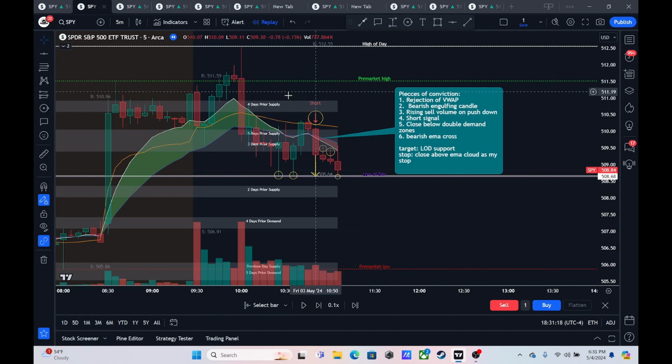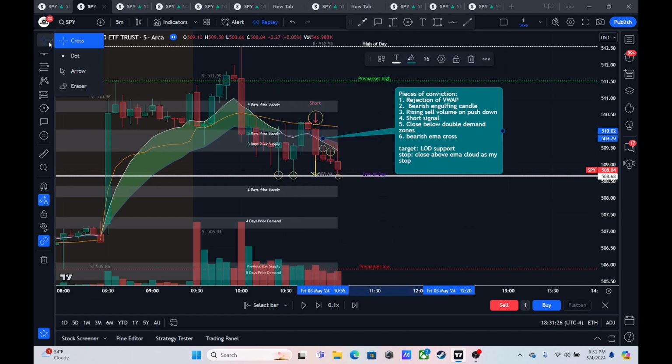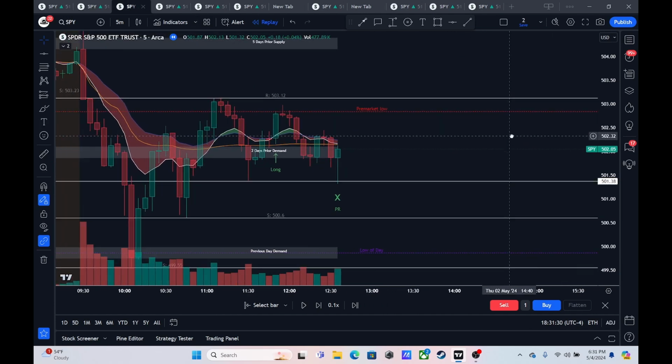So that is the first example of how we can get a ton of pieces of conviction for our trade thesis, and then use that to give us confidence, and then we establish targets and stops based on the setup. Okay, let's take a look at this second one here.